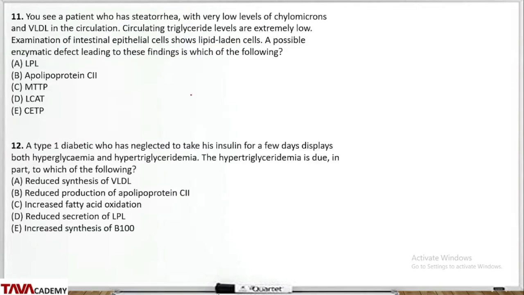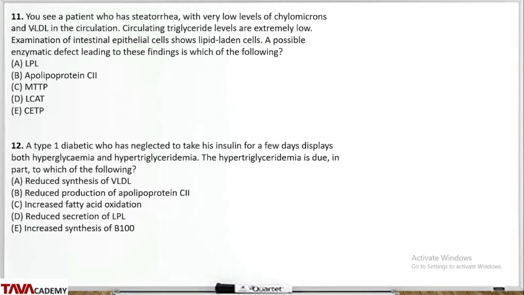Question 11. You see a patient who has steatorrhea with very low levels of chylomicrons and VLDLs in his circulation. Circulating triglyceride levels are extremely low. Examination of intestinal epithelial cells shows lipid-laden cells. A possible enzymatic defect leading to these findings is which of the following?